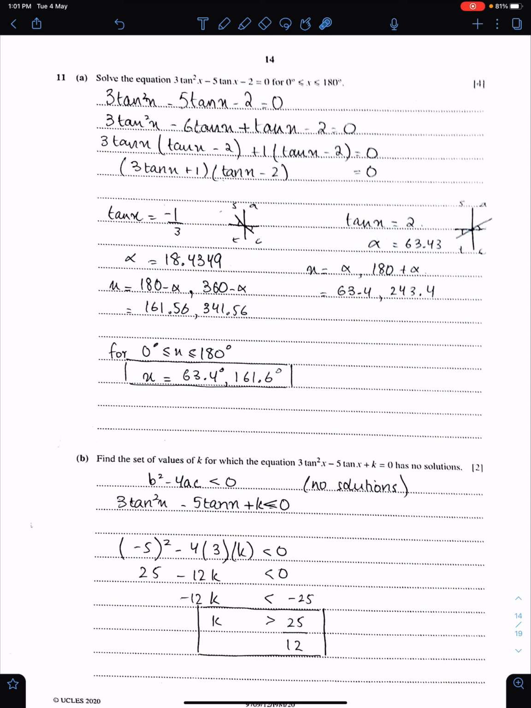Now the next part of this question is to find the set of values of k for which this equation has no solution. No solution means b squared minus 4ac is less than 0. So you just need to put a, b, c into this equation, and this is the range of values of k. Make sure you change the sign because you cancelled both negatives. Whenever you cancel a negative on both sides, change the sign. Whenever the unknown has a negative, always change the sign of the inequality.